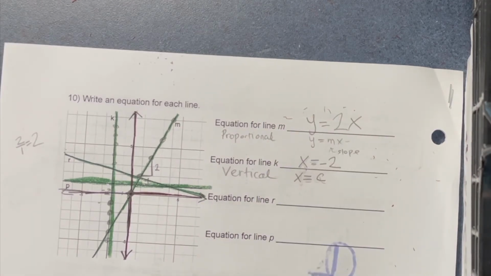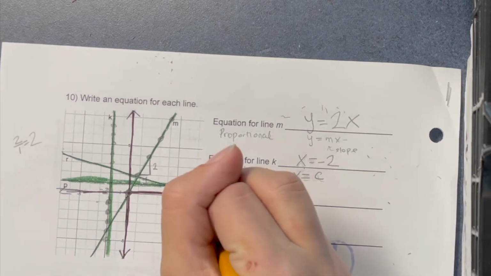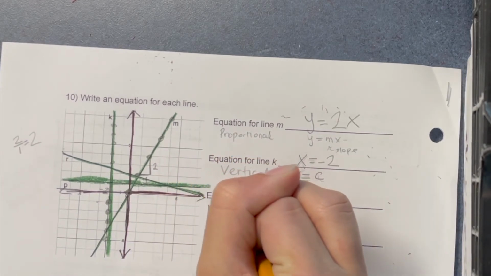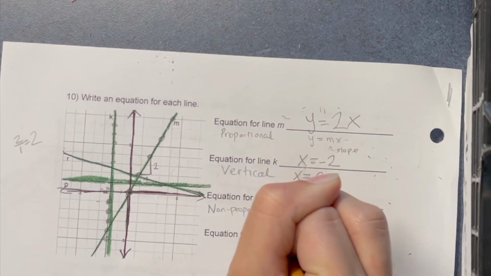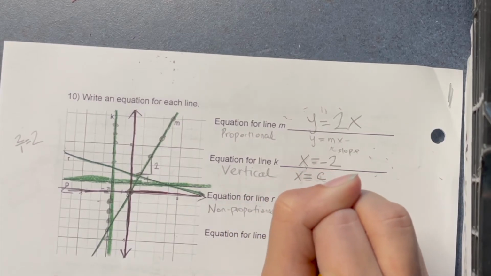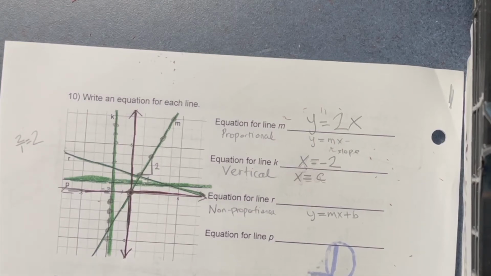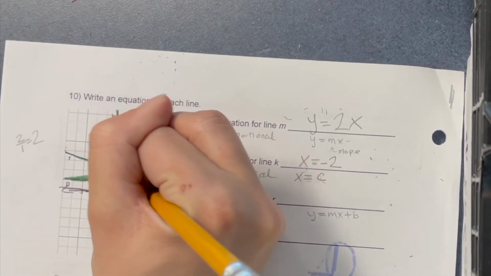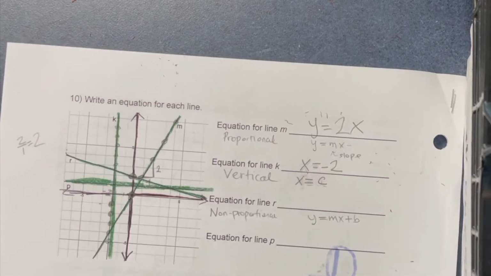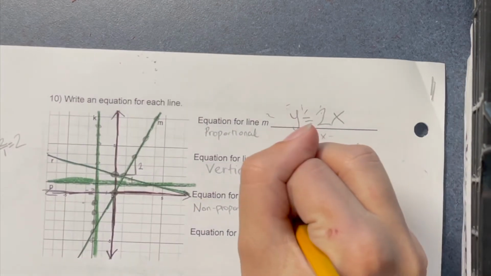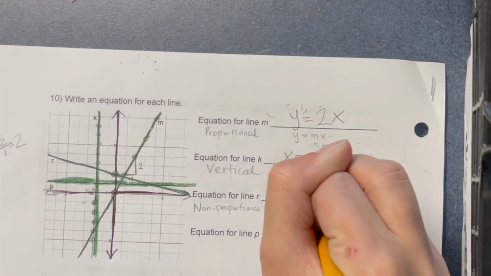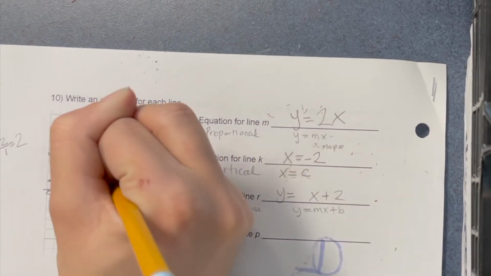Then I have line R. This is a non-proportional linear equation. So the form of the line is y equals mx plus b, where m is the slope and b is the y-intercept. Looking at that line, the y-intercept is right here. That is at positive 2. So I'm going to have y equals something times x plus 2. This is at 2.